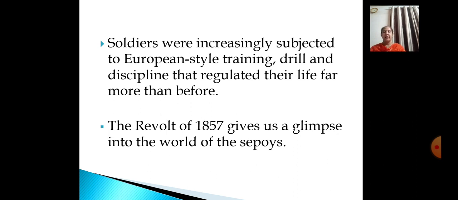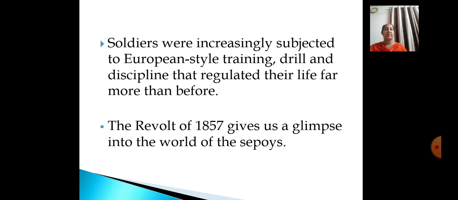Then what did they do? In the early 19th century, the British began to develop a uniform military culture. The soldiers were increasingly subjected to European style training, that is, drill and discipline that regulated their life far more than before. While they were focusing on this disciplined way of building the army, it often created problems since caste and community feelings were ignored in building a force of professional soldiers. So many people's feelings were hurt.